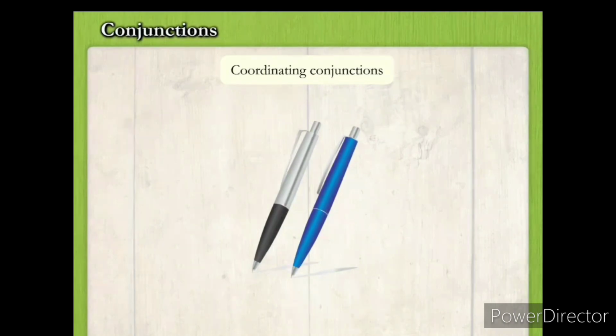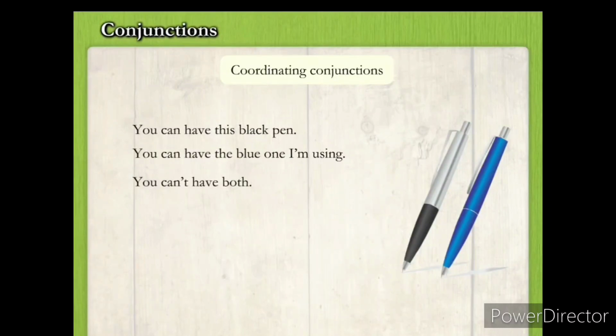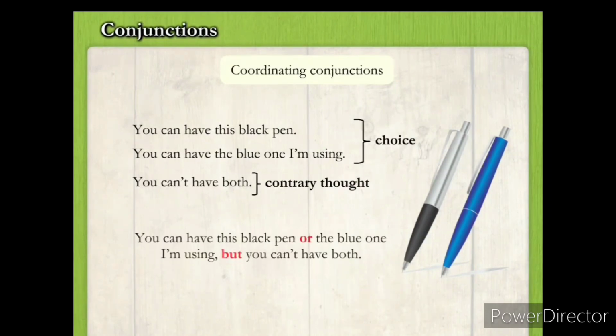Now, let us see if you can join this set of sentences with coordinating conjunctions. You can have this black pen. You can have the blue one I'm using. You can't have both. Note, the first two sentences offer choice and the third shows a contrary thought. If we combine these three with the help of coordinating conjunctions, it will be: you can have this black pen or the blue one I'm using, but you can't have both.